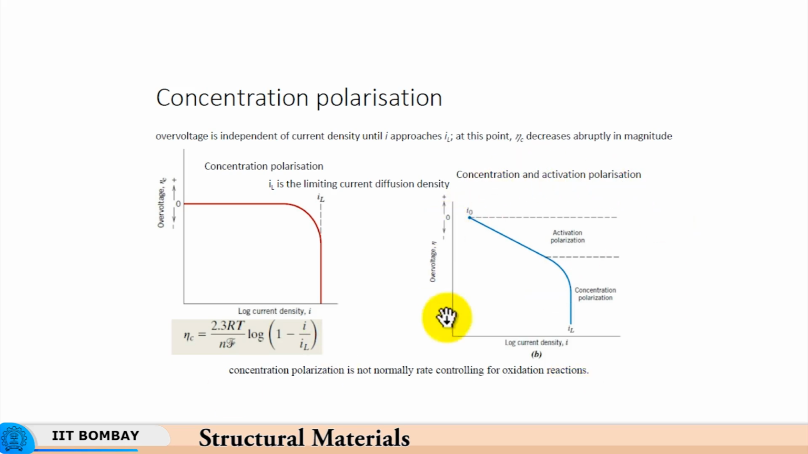Normally what we find is a combination of concentration and activation polarization. So, here you have this activation polarization, and then part of the region you have concentration polarization. So, what it means is that up to the point where the overvoltage drops steeply, the overvoltage is not constant, but it decreases from a specific value at low current density up to a point and then drops very rapidly. So, this is a combination of concentration and activation polarization.